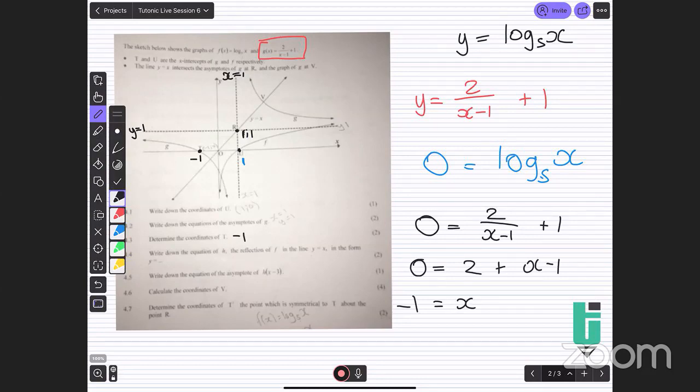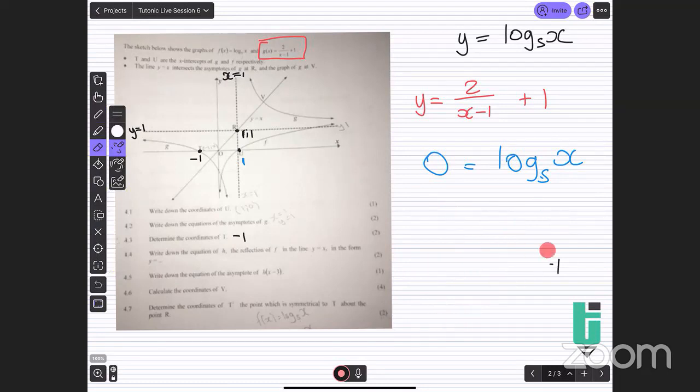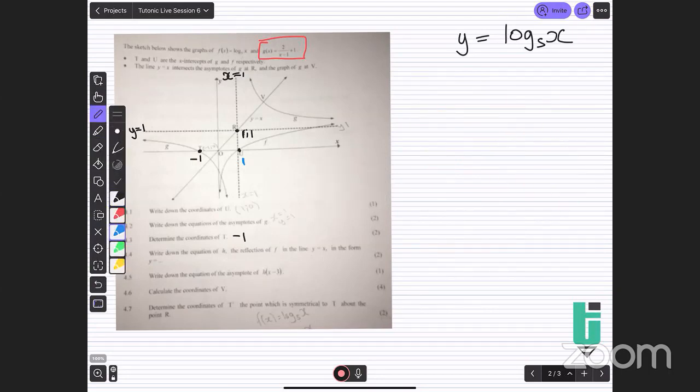Write down the equation of h, the reflection of f in the line y equals x. So it will be 5 to the power of x. You just swap the x and the y. x equals log y, so it's 5 to the x equals y. What's the domain of 5 to the x?